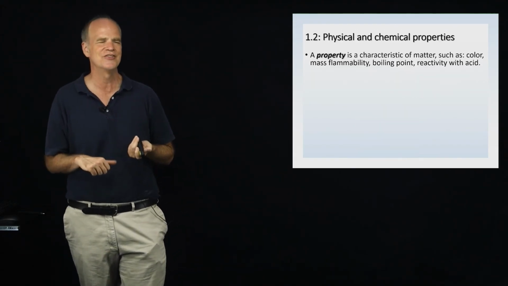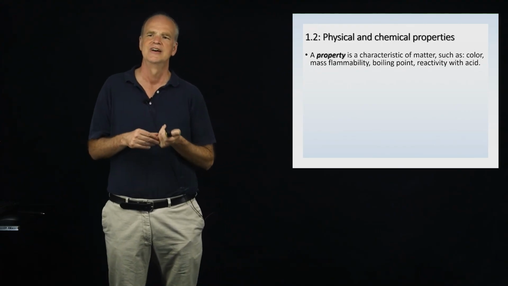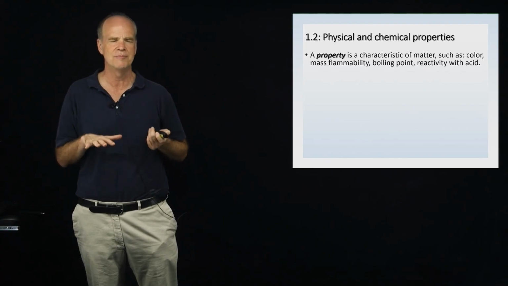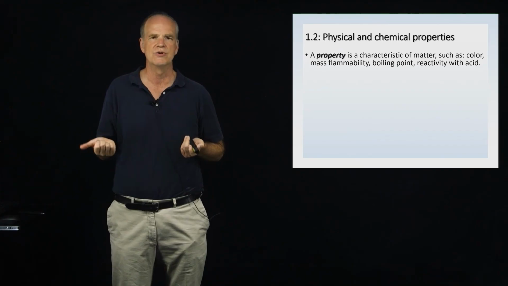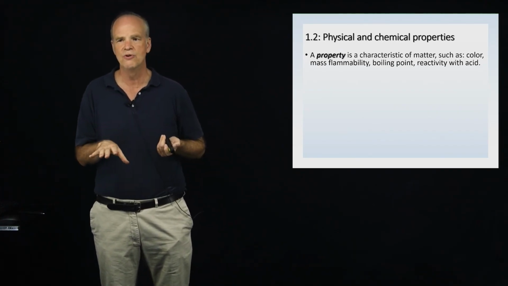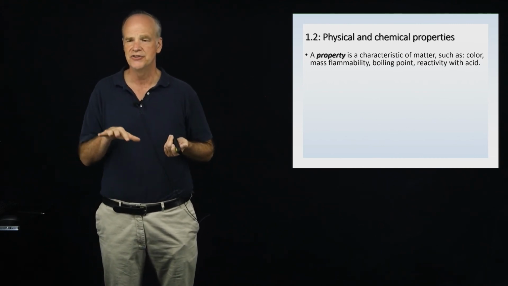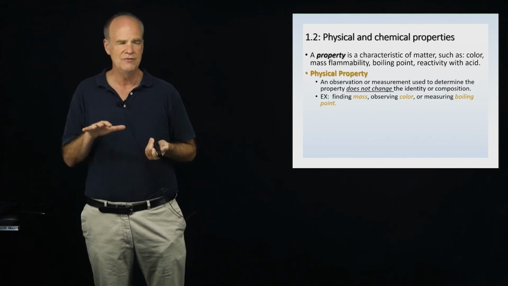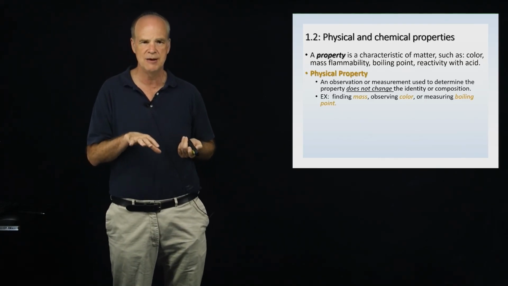Okay, so moving on. The last thing I'm going to talk about is the difference between physical and chemical properties. A property is a characteristic of matter, and there are a lot of properties that matter can have. Matter will have a certain color, it will have a certain level maybe of flammability, it has a certain boiling point, it has certain reactivity with acid, it might have a certain melting point, and other properties that I could mention. Of those properties, some are going to be physical properties and some will be chemical properties.